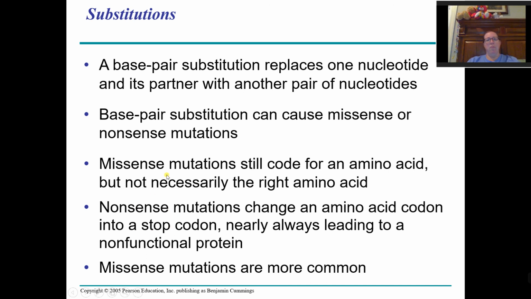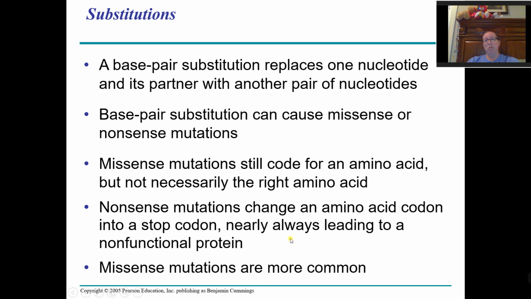Missense mutations are much more common. Missense means not the right one. So a missense mutation would be, let's say it's supposed to be tryptophan, but it accidentally encodes for leucine. So it encoded for one, but it's not the right one. Okay. It still might be functional. There's a big difference between that and something where you get a stop codon and your protein doesn't even work.